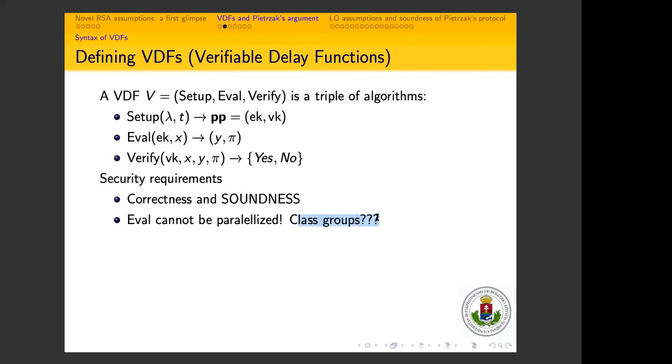Maybe class groups. Class groups are another group of unknown order other than the RSA groups, but it's not clear whether the group operation in class groups is parallelizable or not. So please, dear mathematicians, help.